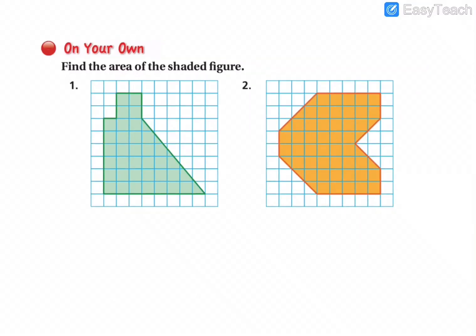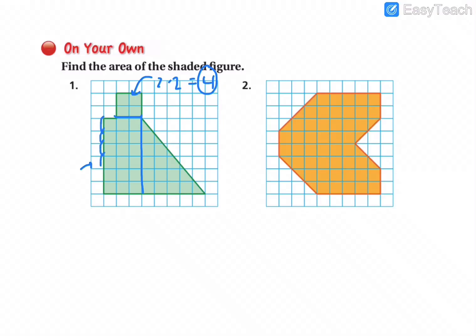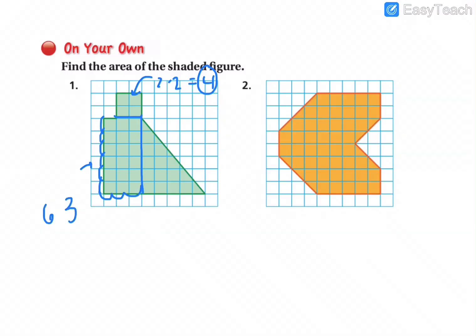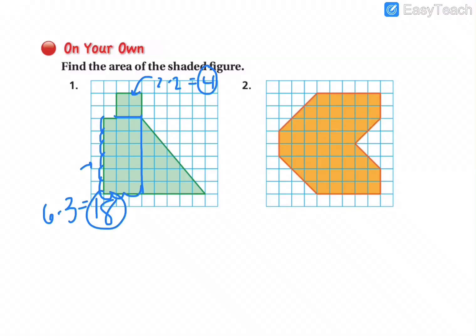Okay, here we go. For the first one, what I see, and again, you can break this up differently, it's totally up to you, but I see a square, a rectangle, and a triangle. So this piece right here is going to be 2 by 2, which is 4. This piece here is going to be 1, 2, 3, 4, 5, 6 by 3, and that's 18.